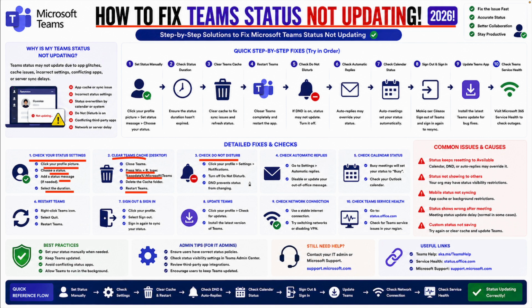Always check your do not disturb. So click your profile, settings, notifications, and turn off do not disturb, as it prevents status from changing. Always check automatic replies. Go to settings and automatic replies and disable or update your out of office message.